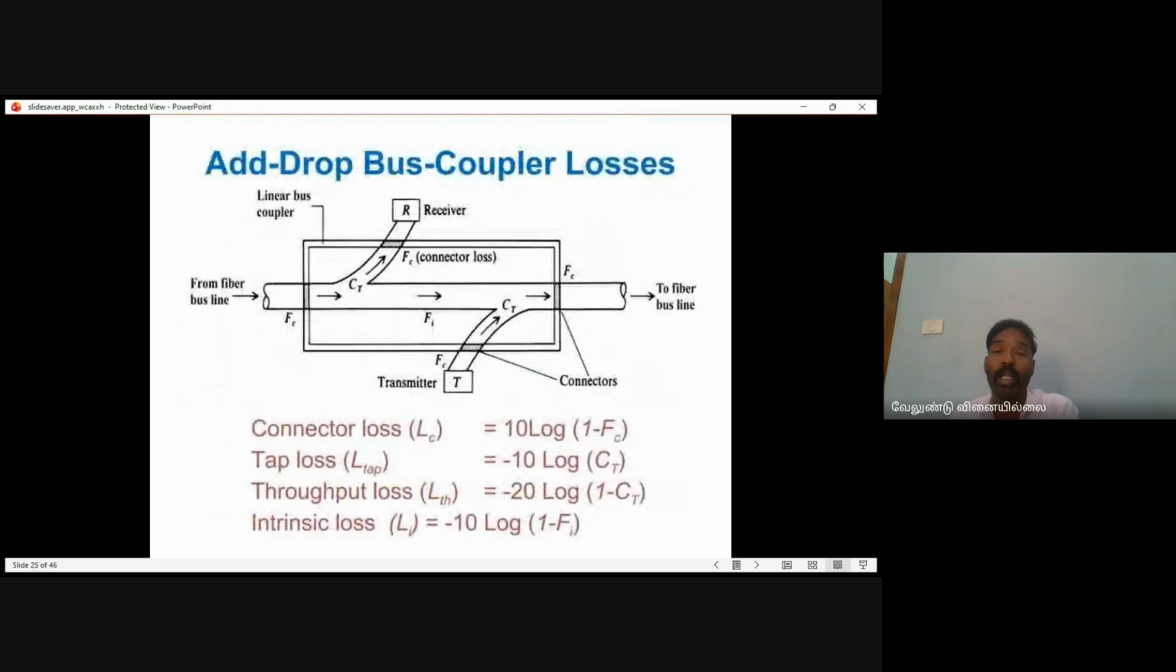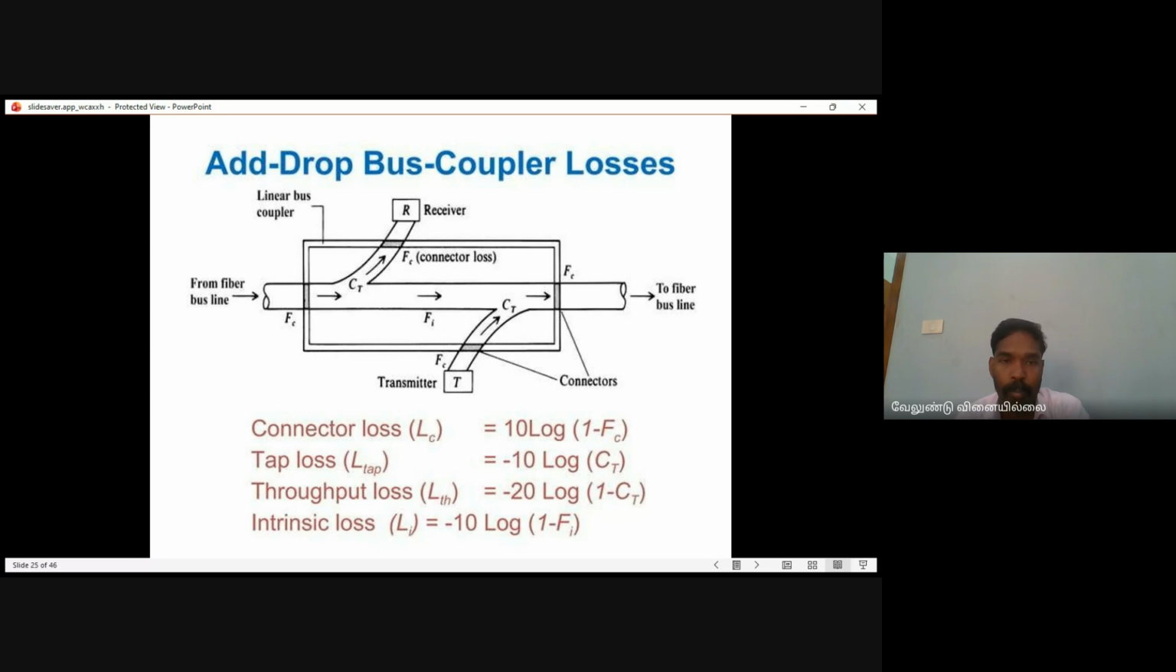It's the add-drop bus coupler. This is the point we have to remember. Slide number 25 is important. Slide number 25 is called add-drop bus coupler losses. Previous things you studied already. There are different losses: connector loss, tap loss, throughput loss, intrinsic loss, all losses there. Keep this formula in your mind. Sometimes this may come in your problems also. This is add-drop bus coupler losses.